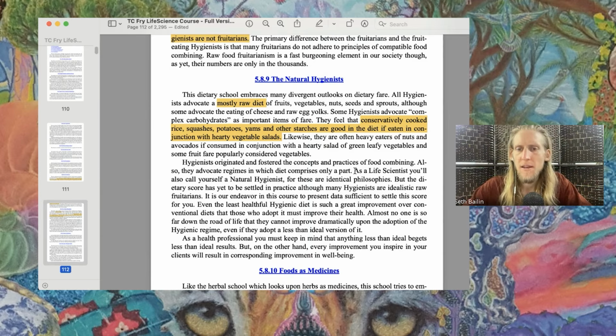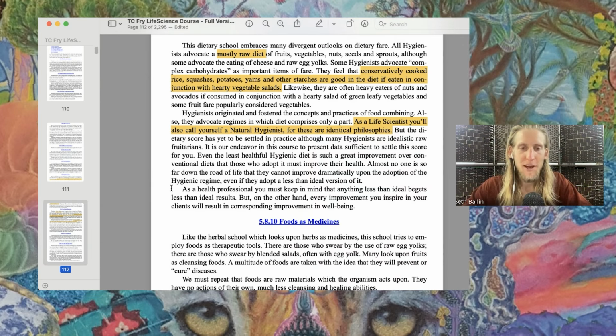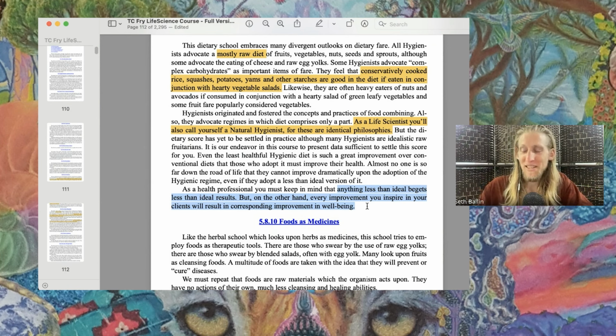T.C. Fry tells us that life science and natural hygiene are identical philosophies. And just keeping the perfectionism in check, let's remind ourselves that anything less than ideal begets less than ideal results. But on the other hand, every improvement you inspire in your clients will result in corresponding improvements in well-being. So cooked food isn't always bad or the devil, especially if it's used in a way that's going to get you away from other foods, other worse foods.